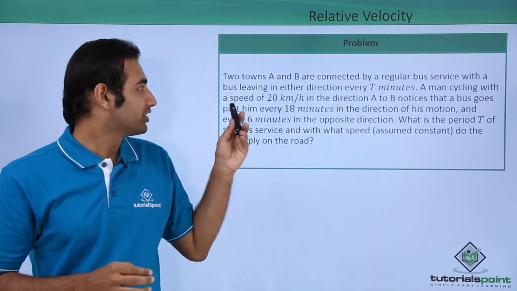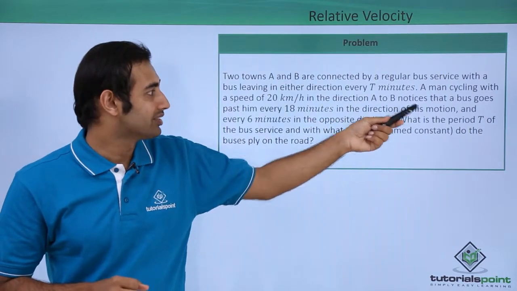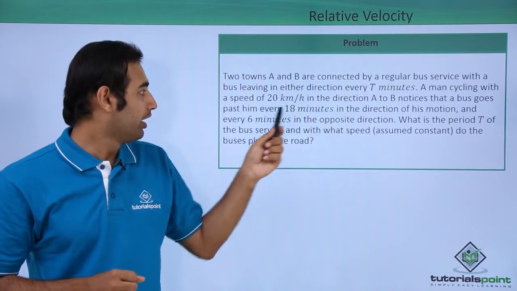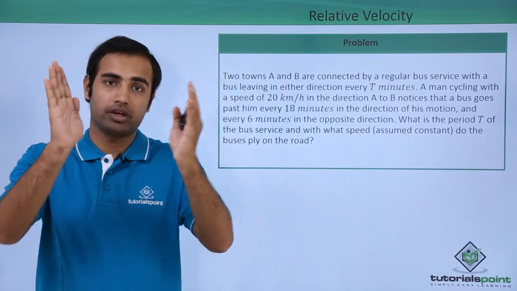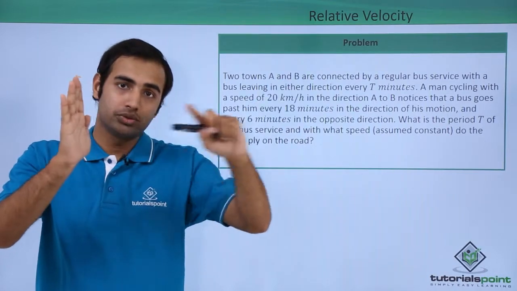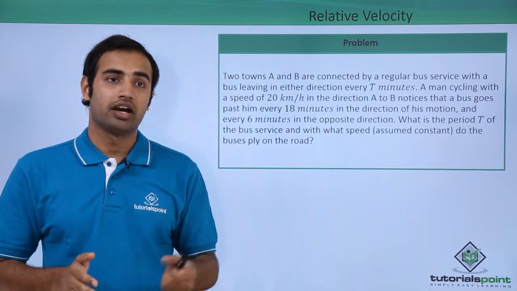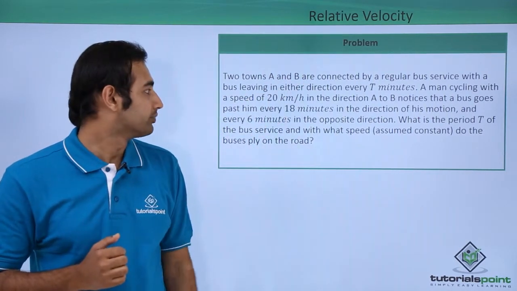A man cycling with a speed of 20 kilometers per hour in the direction A to B notices that a bus goes past him every 18 minutes in the direction of his motion and every 6 minutes in the opposite direction, meaning that he is traveling from town A to town B. So all the buses going in his own direction pass him every 18 minutes, and the buses coming from the opposite direction pass him every 6 minutes.